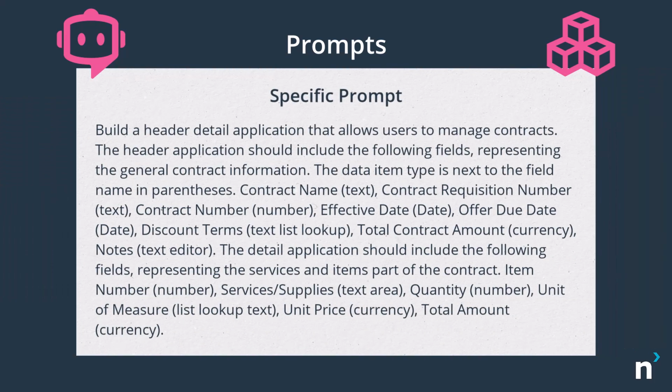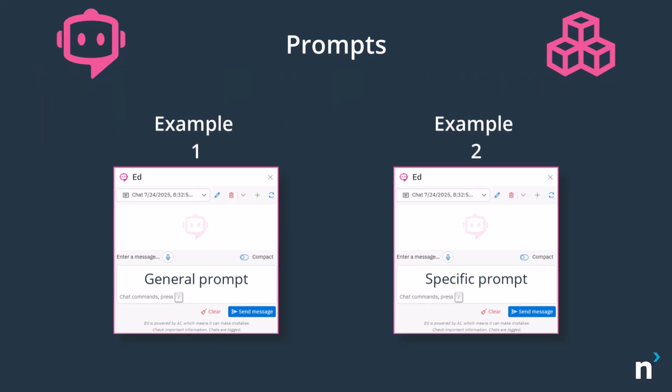On the other hand, a highly specific prompt, like this example, includes all the necessary details up front. This allows ED to generate a more accurate and ready-to-use application with minimal edits required. Regardless of the type you choose, prompts for header detail applications must start with Build a header detail application. In this video, we walk through how ED builds two applications, one from a general prompt and one from a highly specific prompt.